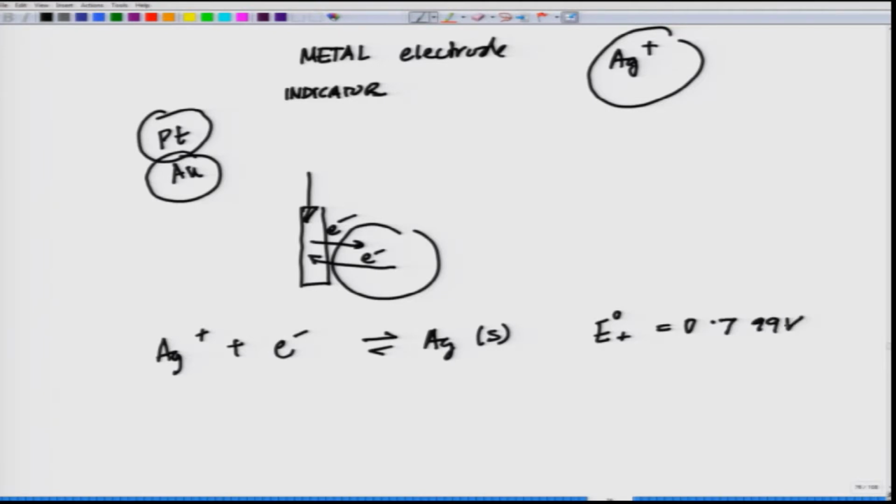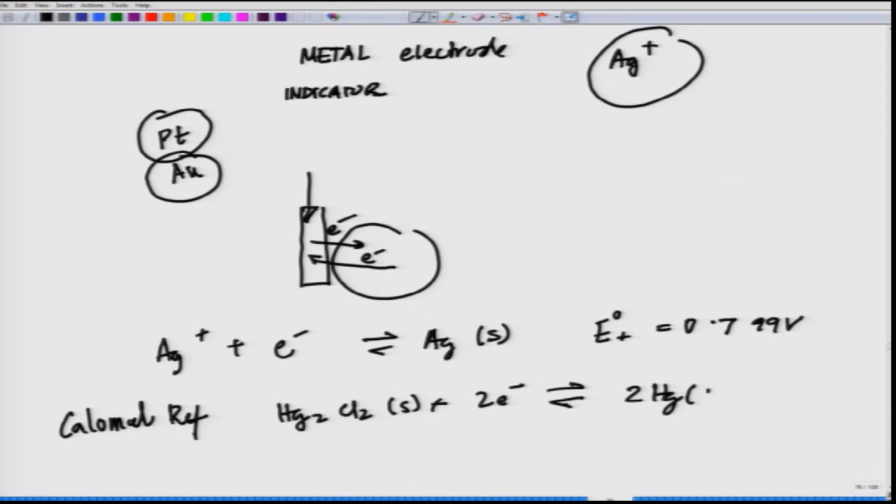0.799 volt, and with reference to a calomel electrode, we have already talked about the calomel reference electrode, which is Hg2Cl2 solid plus 2 electrons leading to 2 Hg liquid plus 2 Cl minus, and here E minus is equal to 0.241 volt.